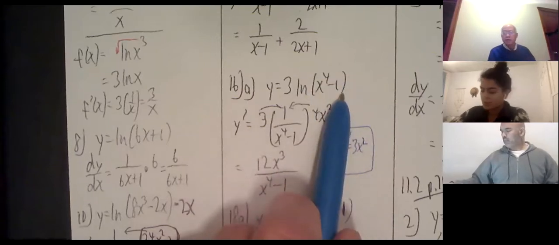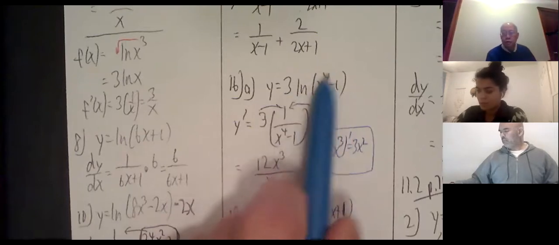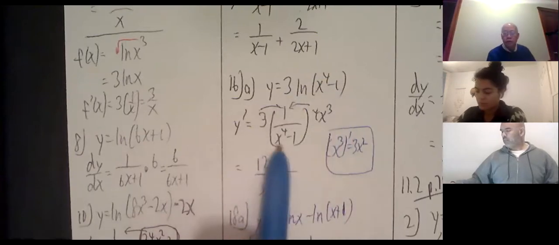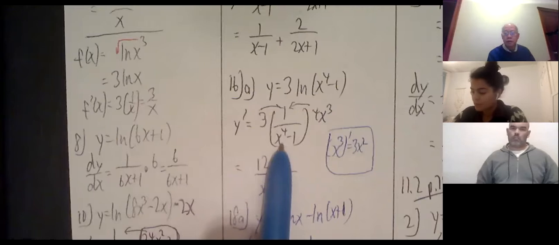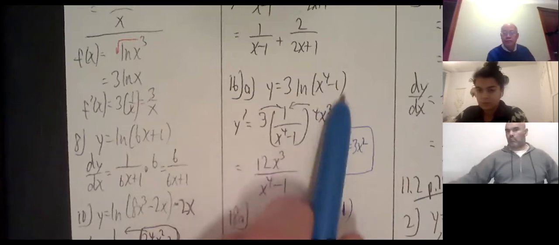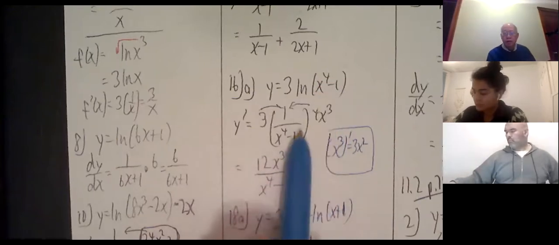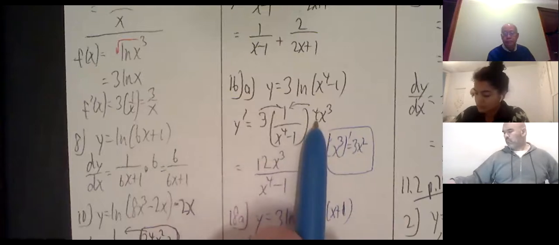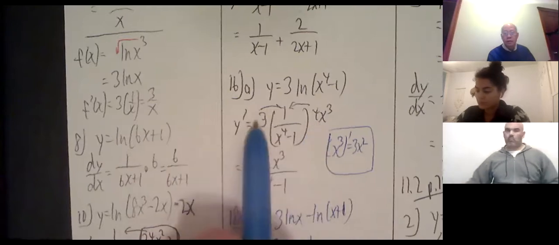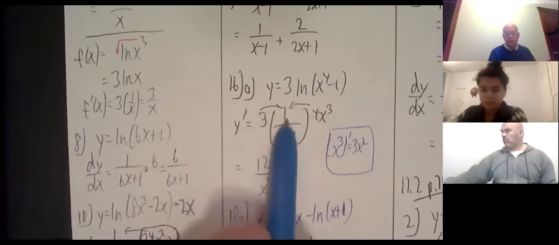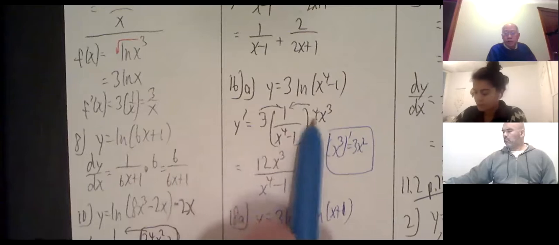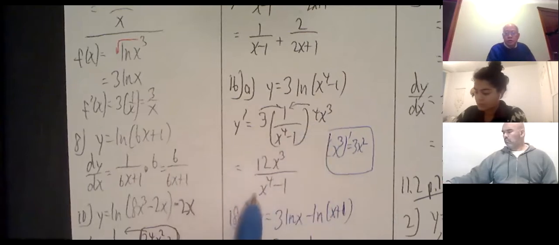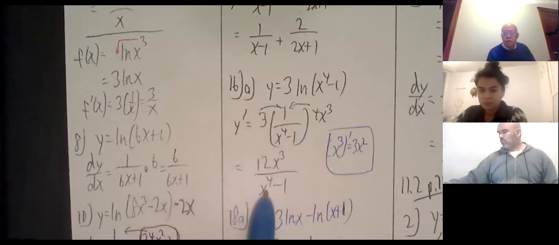What does differentiate mean? Take a derivative. So you go 1 over that, 1 over x to the 4th minus 1, times the derivative of x to the 4th minus 1, which is 4x cubed. And now you just multiply all of these. 3 times 1 times 4 is 12. So 12x cubed over x to the 4th minus 1.